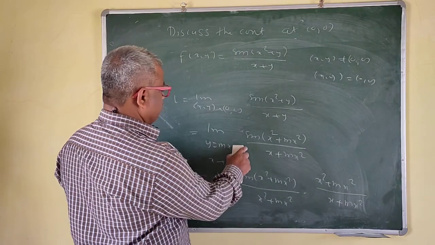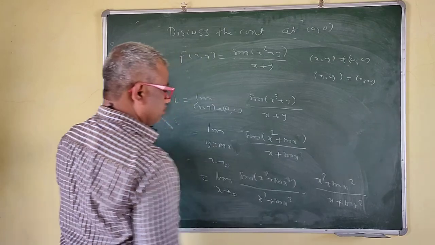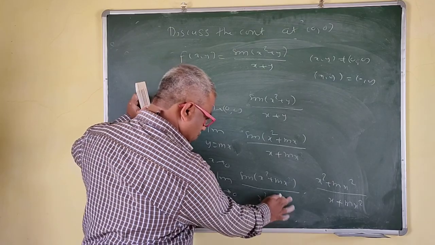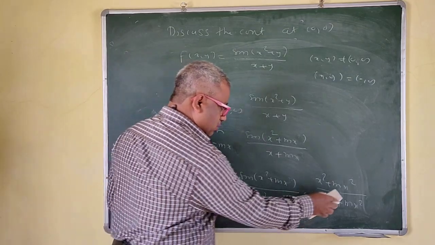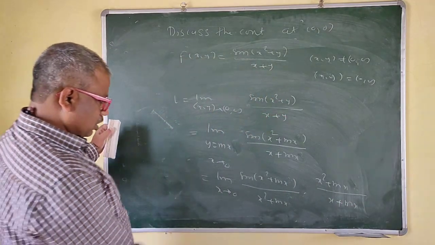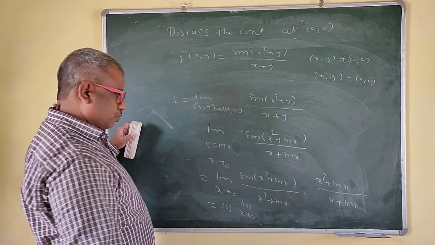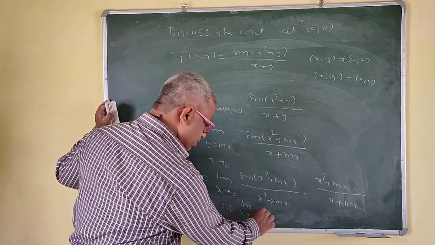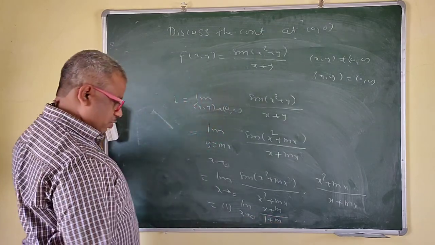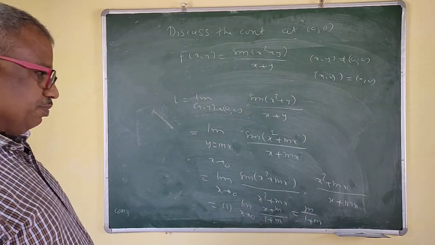Okay, just we'll write y is equal to mx now. So this is y is equal to mx now. So this limit will be 1 now. This limit is 1 into limit x tends to 0. Now x gets cancelled there. So x plus m upon x plus... 1 plus m. So we get m upon 1 plus m.